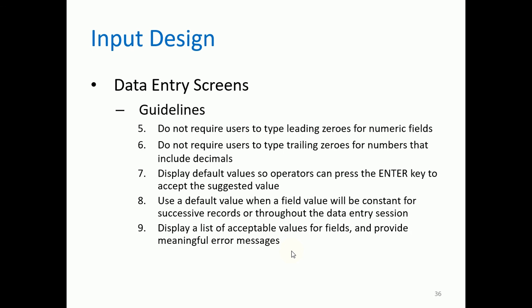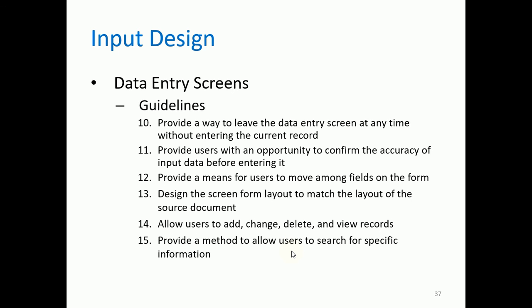As I've said, for example, for months, February only has 28 days, and the others have 30 or 31. You can already indicate that, so instead of the user typing in the day, they can choose from the drop-down list box. Number 10, provide a way to leave the data entry screen at any time without entering the current record. Number 11, provide users with an opportunity to confirm the accuracy of the input data before entering it. Sometimes you confirm the accuracy, like asking "are you sure?" when you're going to save. It's better that once the user has typed, the system can already detect if there is an error with the text that he or she has put in the text field.